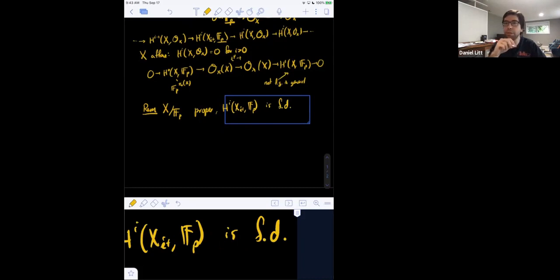Arvind asks, by the way, in chat, is O_X Etale different from G_a? No, it's the same. So G_a is the representing object for O_X. Yeah, that's a good question. Yeah, sorry that I switched notations. Yeah, so can anyone tell me why this remark is true?